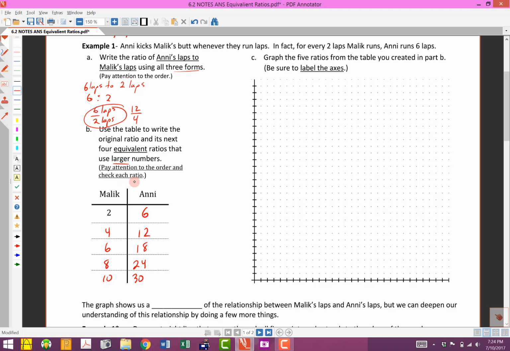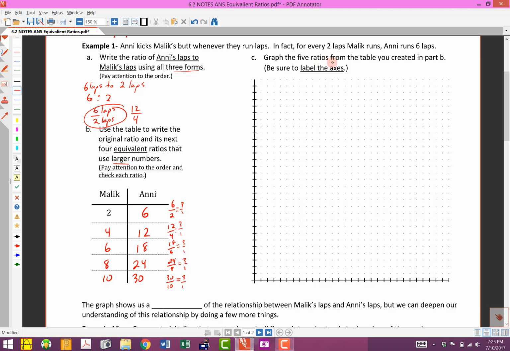And it says check each ratio. So let's check each one of these ratios. This was the original ratio of 6 to 2, 12 to 4. Those would simplify to be the same thing, so that would be fine. 18 over 6, 24 over 8, and then 30 over 10. And when we're checking those ratios and we say they simplify, each one of these you'll notice will simplify to 3 over 1, 3 over 1, 3 over 1. 6 goes into 18 3 times, and 6 goes into 6 once. Same thing here, 8 goes in here 3 times, 8 goes in here once, and of course with 30 and 10 we could write that as 3 over 1. So they're all equivalent ratios.